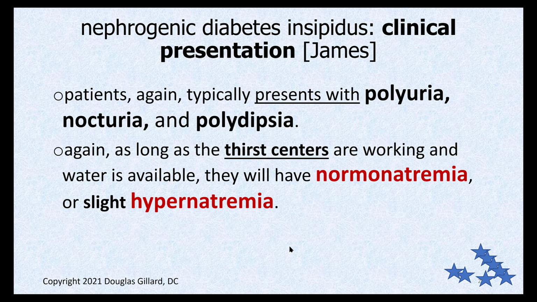But the problem is with the kidney. There's nothing wrong with the production of ADH. ADH levels will be normal, or maybe even a little elevated. Clinical presentation of these patients, the same. Polyuria, nocturia, polydipsia, normal natremia, maybe a slight hypernatremia, as long as the thirst centers are working okay in the brain.